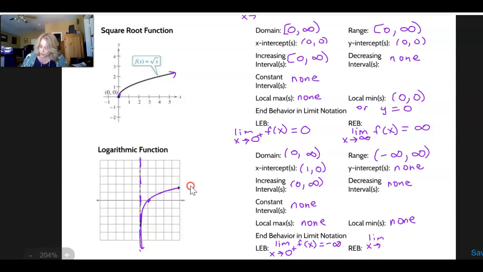And then this one is the limit as x approaches. So what is x approaching on the right end? On the right end, it's approaching infinity. And so then what is y approaching as x gets larger? Y is also approaching infinity.